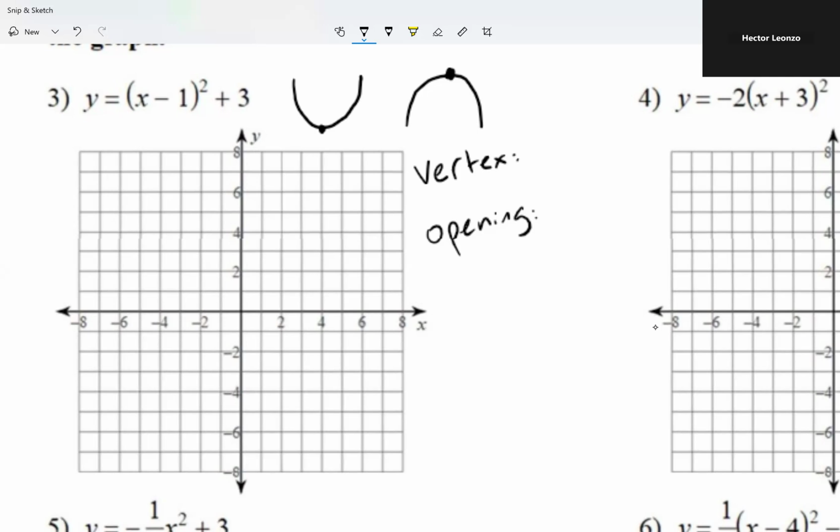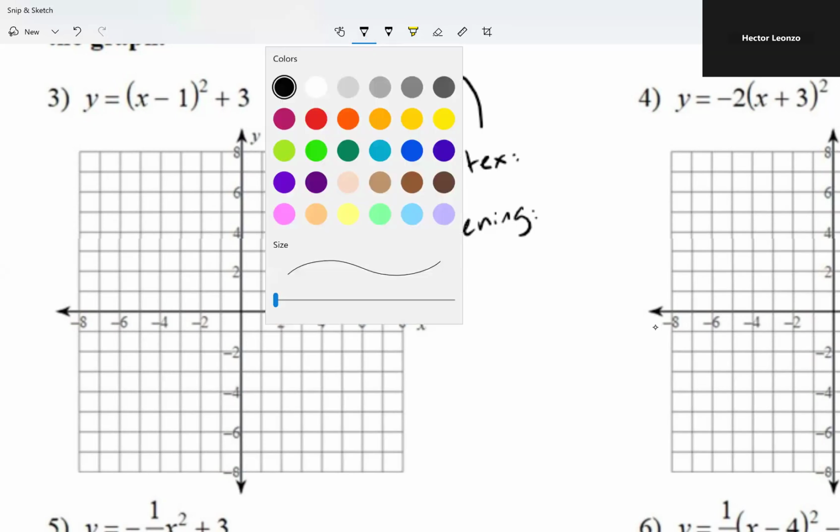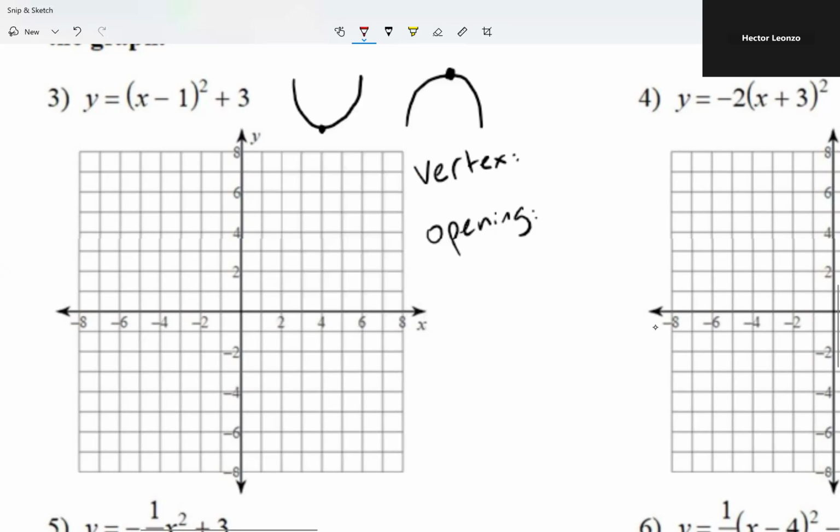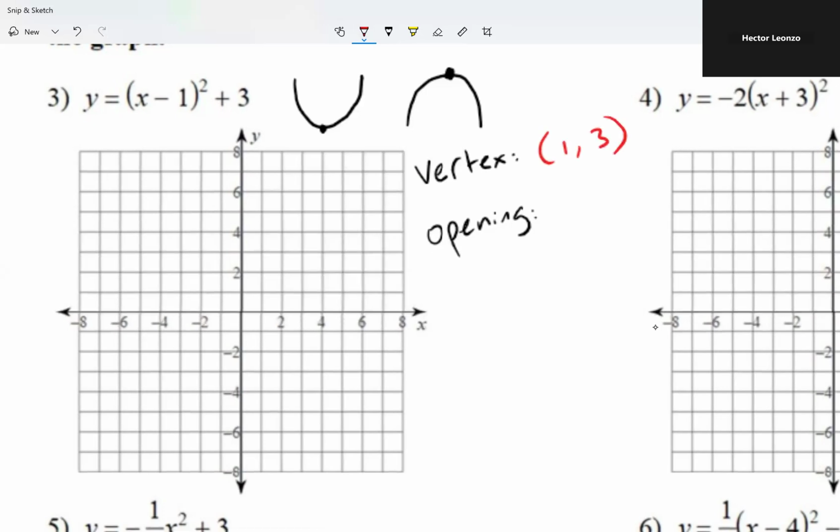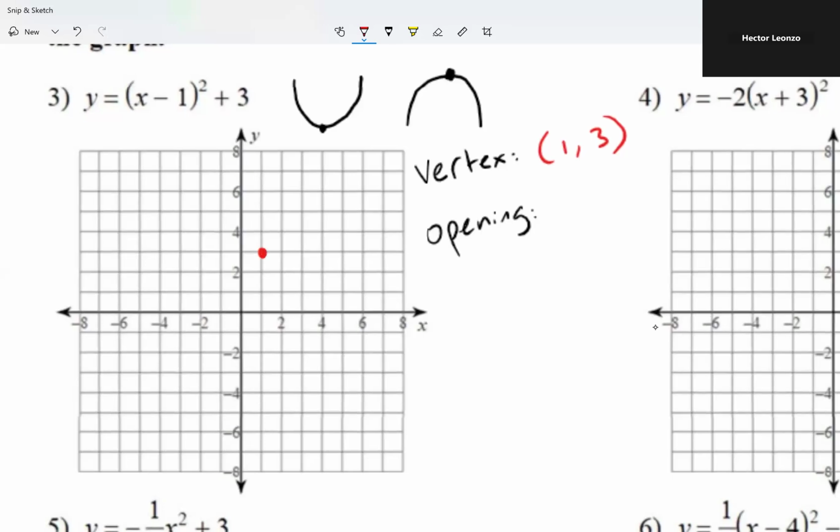So looking at our equation on question number 3, my vertex for this case is going to be 1, positive 3. So I could even graph it. I could graph this really quick. My vertex is right here, 1, 3. Now, you guys might be wondering, how did he get this?